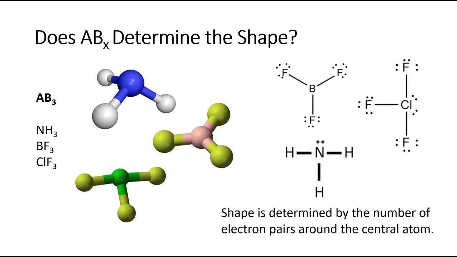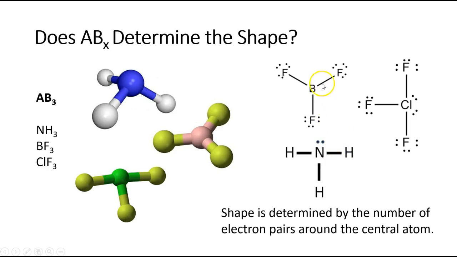So what is it actually that's determining the shape? Well, in order to figure out the shape of a molecule, it's not enough to simply know the formula and therefore its ABX designation. You have to have a Lewis structure, because the shape of a molecule is actually determined not by the number of flanking atoms, but by the number of flanking atoms and non-bonding electron domains around the central atom.